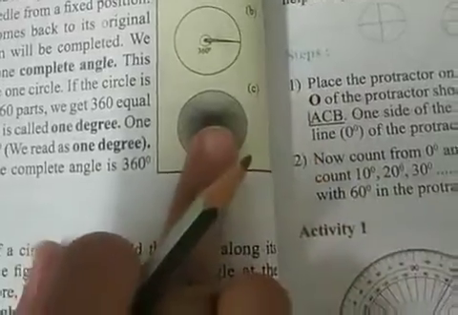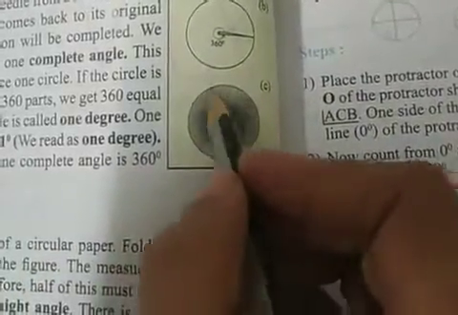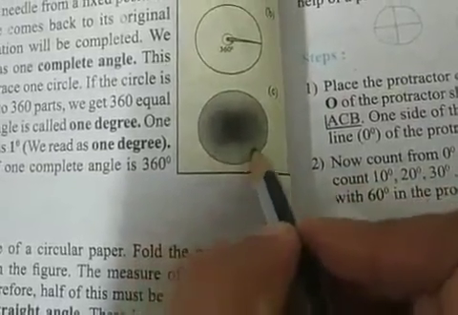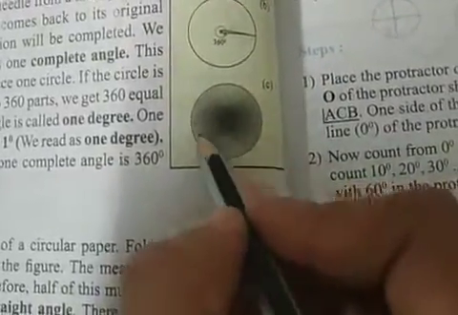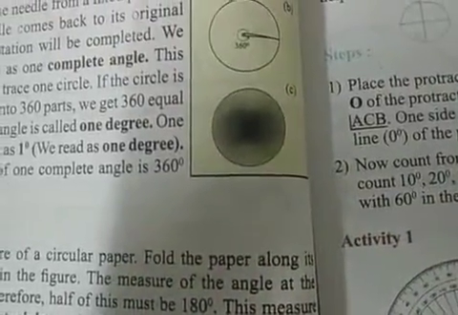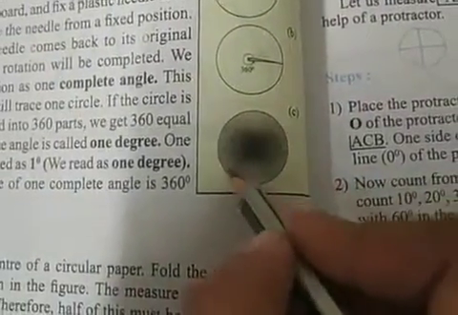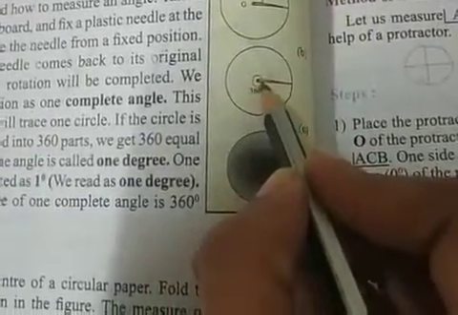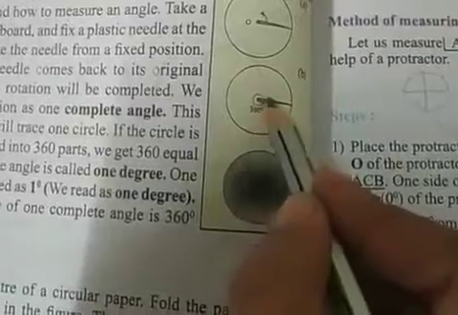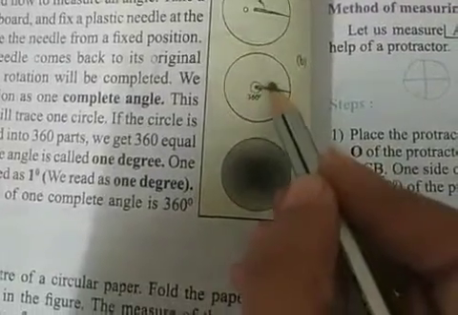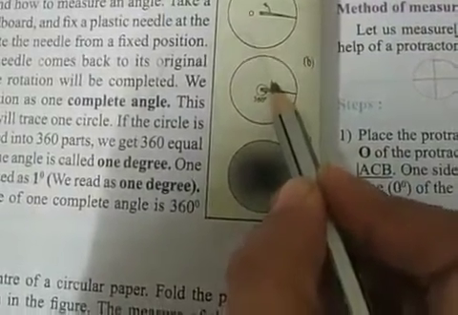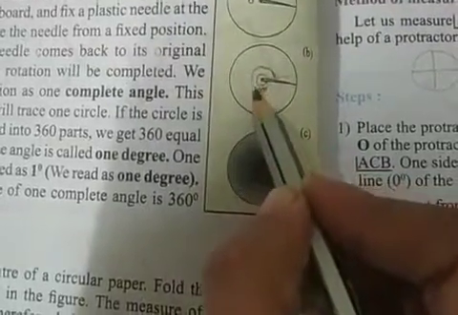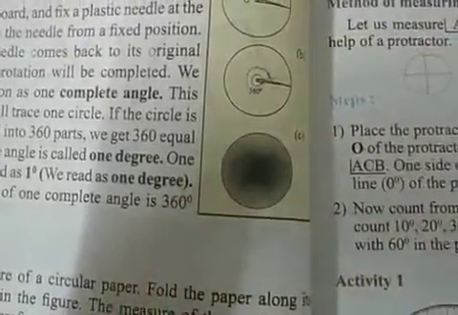Now if you start here and complete one full rotation, you know that it is called a complete angle, correct? And the measure of this complete angle is 360 degrees. If you take 1, it is 1 degree. If you take 2, 2 degrees. 3, 3 degrees. 4, 4 degrees. 5, 5 degrees. One full rotation becomes 360 degrees.